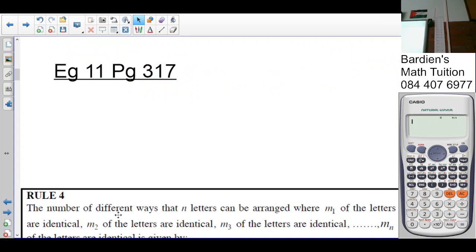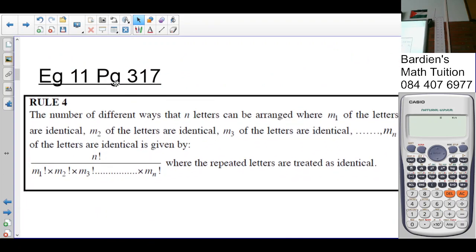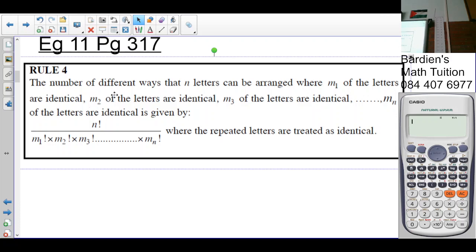Let's carry on. Here's rule 4. I need you guys to make this note here. Rule 4: the number of different ways that n letters can be arranged, where m1 of the letters are identical, m2 of the letters are identical, m3 of the letters are identical, and so on, to m base n, is given by n factorial over m1 factorial times m2 factorial times m3 factorial all the way to m base n factorial, where the repeated letters are treated as identical letters.